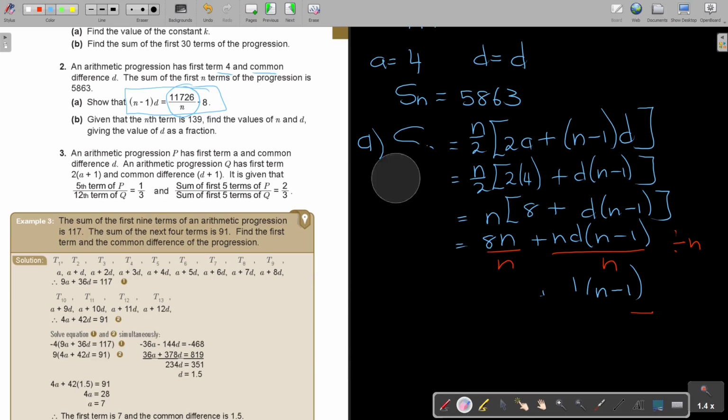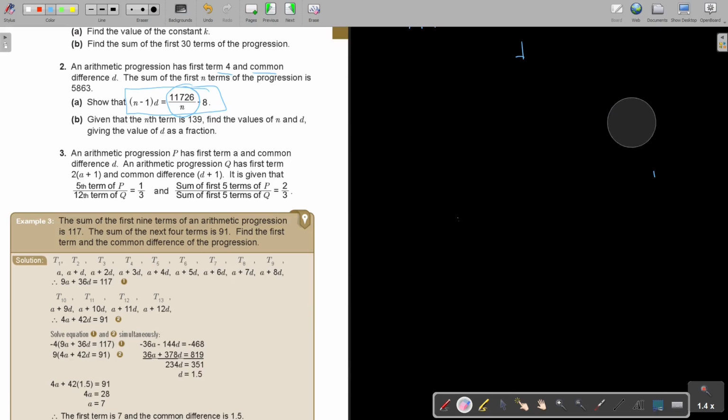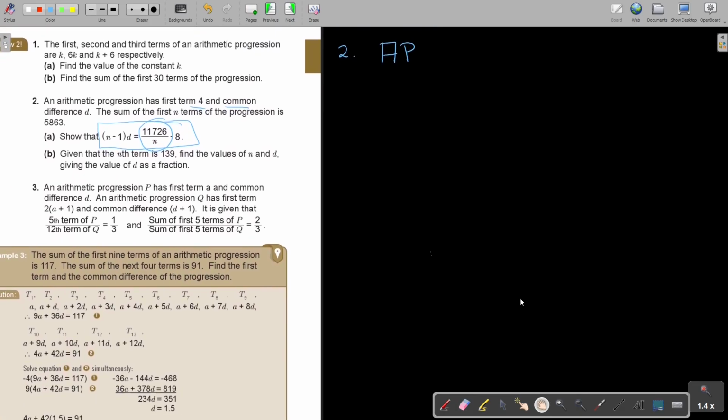Luckily we have that. Okay, so let's just do number B. Given that the nth term, Tn, equals 139, find the values of n and d, given the value of d as a fraction. Okay. So let's start with the formula. Tn equals a plus d(n minus 1).